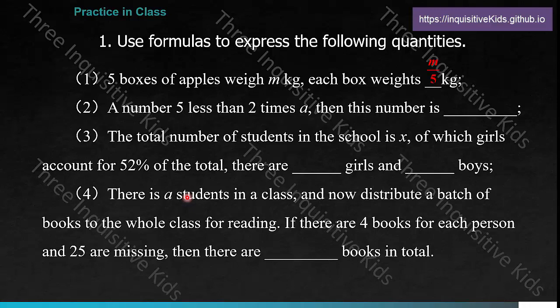2. A number 5 less than 2 times a, then this number is 2a minus 5. Because you first have to multiply 2 and a, that's 2a, and then you have to have 5 less than it, so that's minus 5, 2a minus 5.